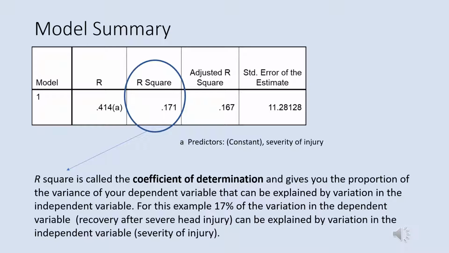Another component of the regression analysis output is the model summary. And here you want to be able to look closely at the R squared. This is called the coefficient of determination, and it gives you the proportion of the variance of your dependent variable that can be explained by variation in the independent variable. For example, 17% of the variation in the dependent variable, recovery after severe head injury, can be explained by variation in the independent variable, severity of injury.